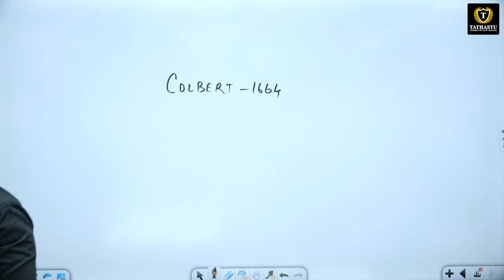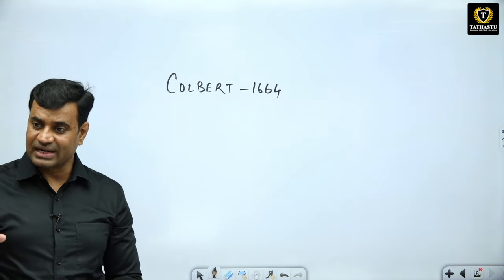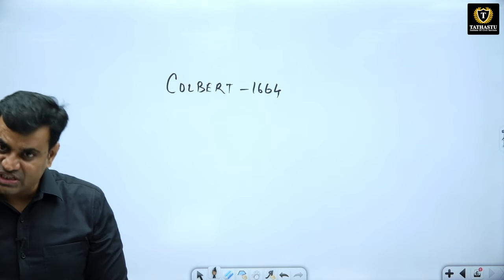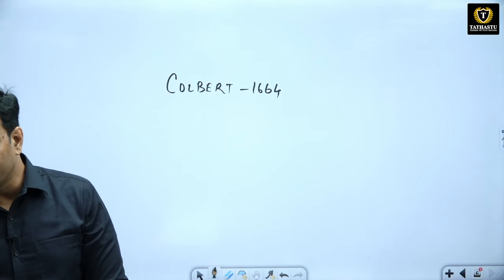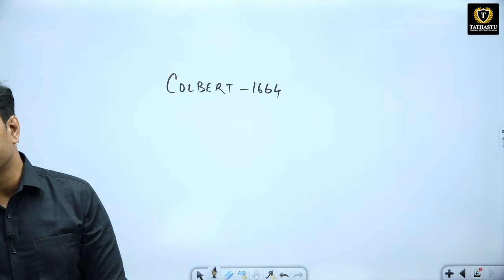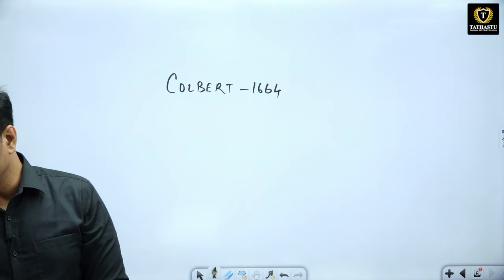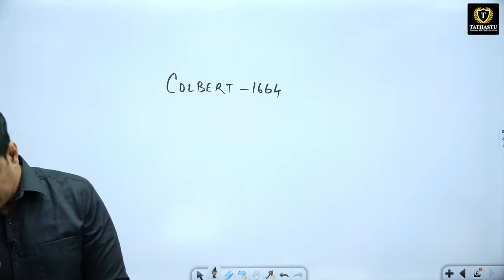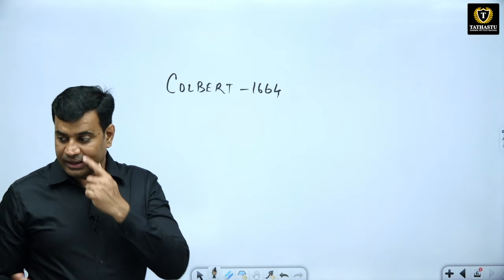Colbert was a person, a government officer. The approval was not given by him in 1660; approval was given by the French government in Paris. The idea was given by Colbert. Colbert was just an officer. Okay, write one sentence here.